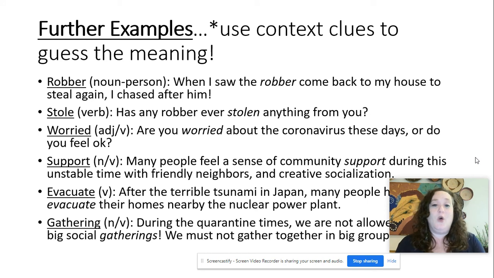So one more. Worried. You notice that this can be an adjective or a verb. Are you worried about the coronavirus these days, or do you feel okay? Okay. Are you worried or do you feel okay? Opposite meaning. So I tried to give some clues in each example to help you take a guess. Okay, I am going to pause here. We will continue again in a few moments with segment 2.